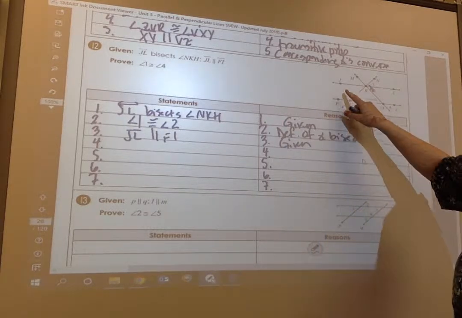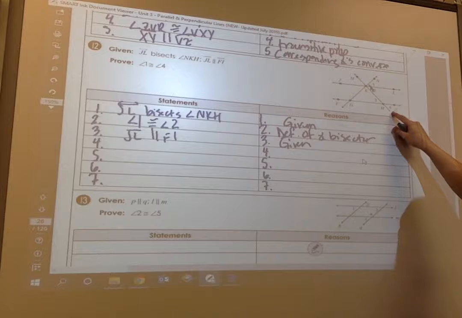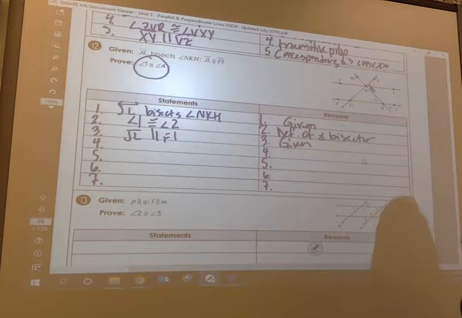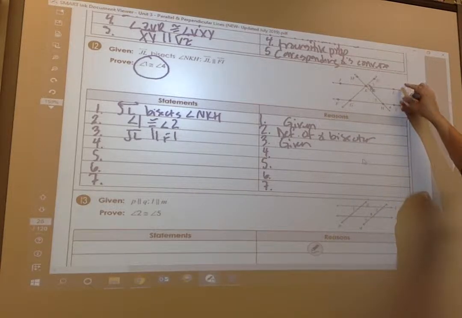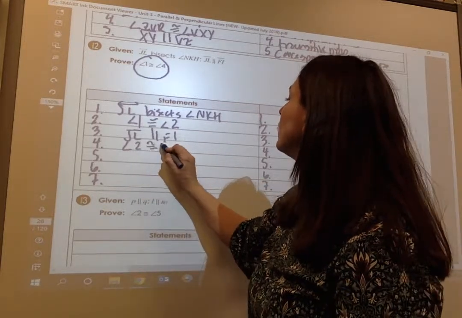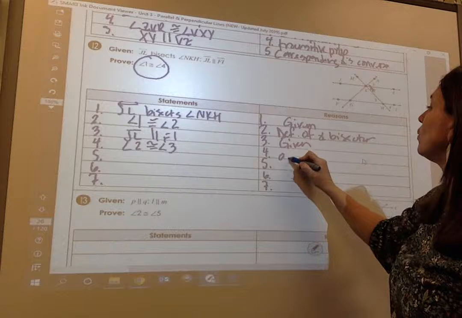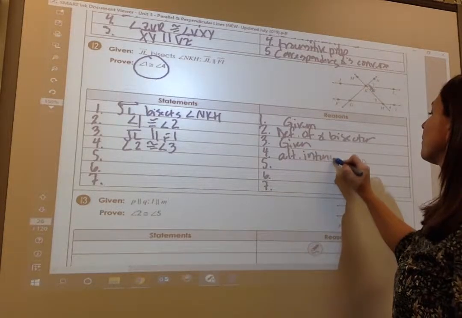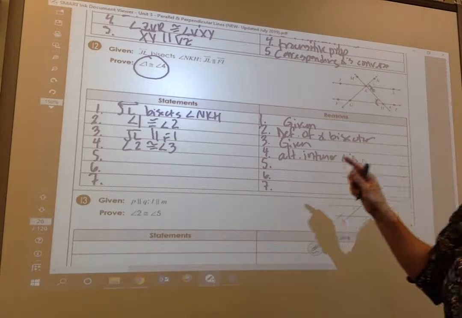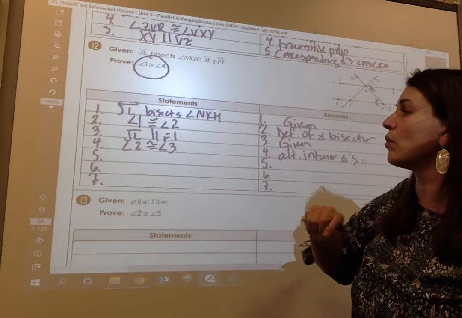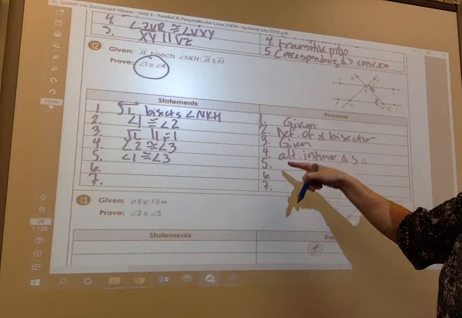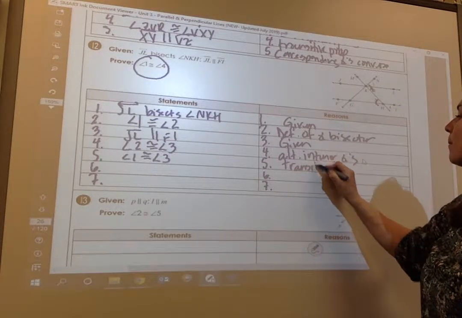So if JL is parallel to FI, I want to keep my eye on the prize here, that I'm proving angle 1 is congruent to angle 4. So if these lines are parallel, I know that 2 is congruent to 3. So I'm going to put angle 2 is congruent to angle 3, and that's because alternating interior angles. Now that 2 is congruent to 3, I know that 1 is congruent to 2, and that 2 is congruent to 3. Now I can say that angle 1 is congruent to angle 3 because of transitive property.